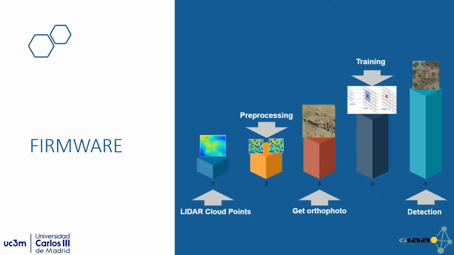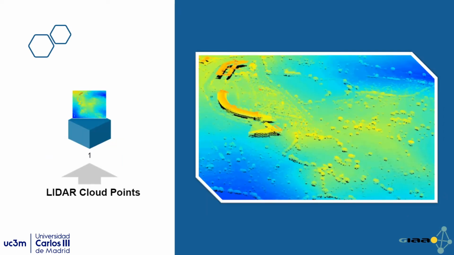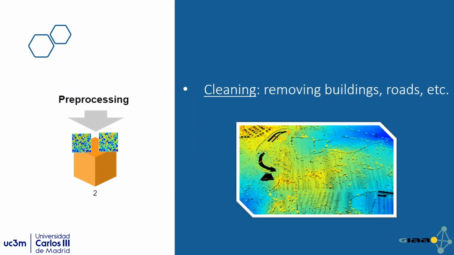These are the steps for the development of the firmware. First, we need the data obtained by the LiDAR of the area. The colors that can be observed correspond to the surface on which the lasers of the LiDAR sensor have bounced, which allows us to determine the height of each surface.